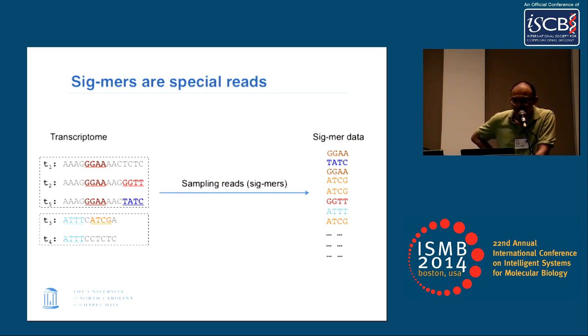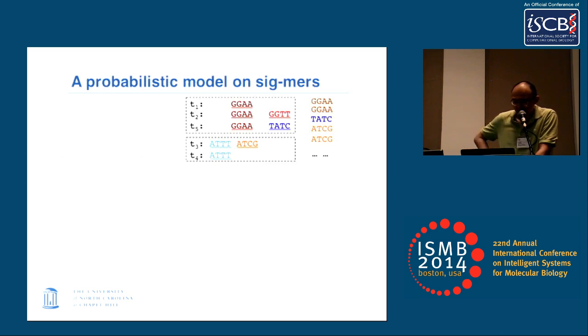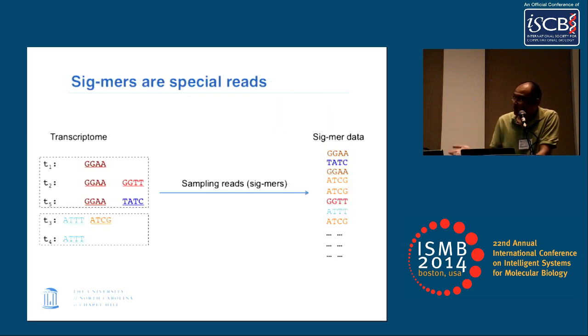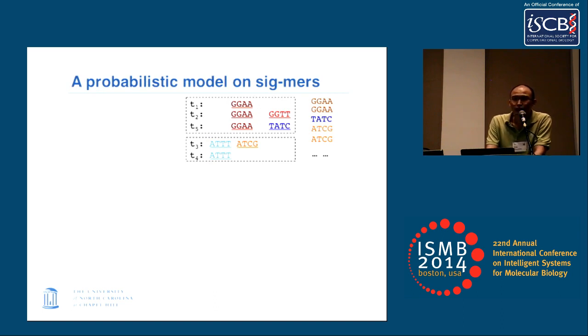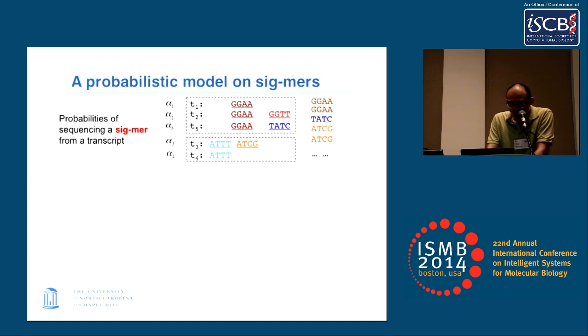And based on this, all the gray areas can be ignored in the transcriptome, and each transcript, instead of being represented by a string, is represented by a set of sigmers. So that's why we think sigmers are special reads. So based on this data, how do we quantify the transcriptome? So we propose a probability called alphas. Alpha represents the probability of sequencing a sigmer from a transcript.